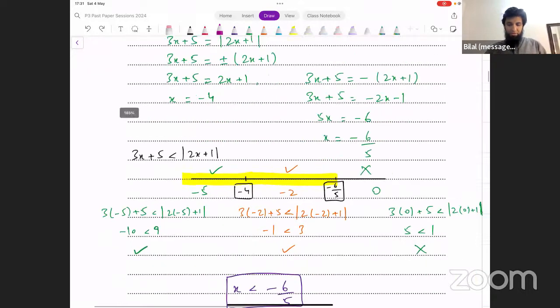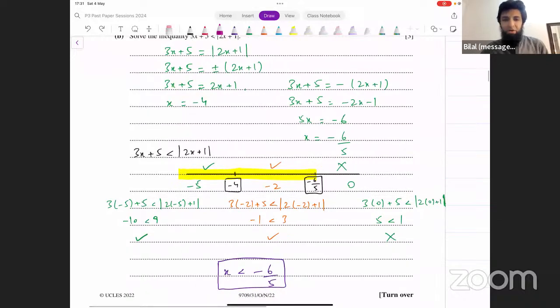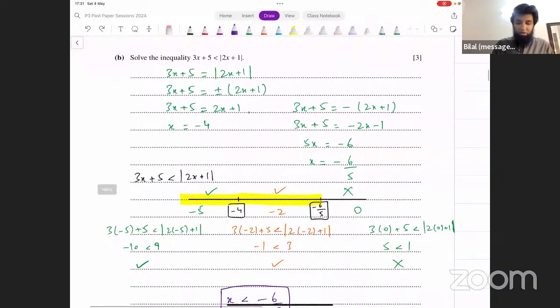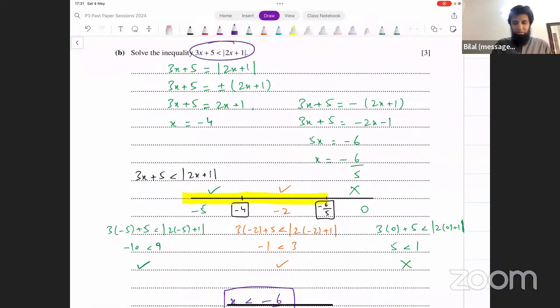Any problem with this? Any questions, anyone? Do not use the quadratic inequality method here. That does not work. Okay. Do not solve it like a quadratic inequality. You can do that when you have modulus on both sides. But when you have modulus on one side, then you have to check on the number line like this. Okay. No problems?